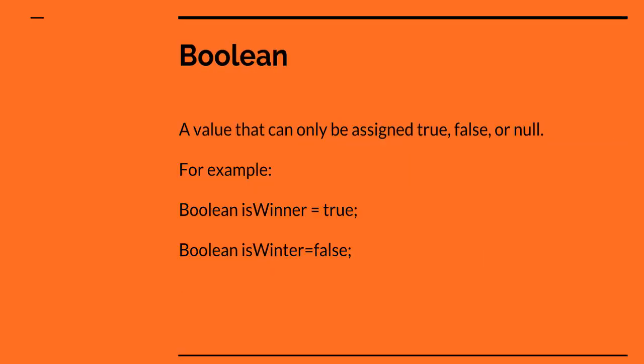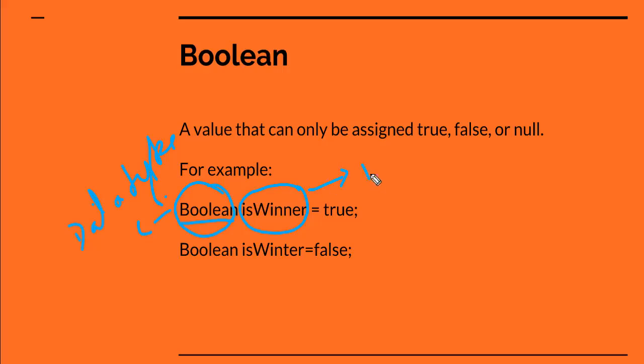Boolean. A Boolean is a value that can only be assigned as true, false, or null. That is called a Boolean. So for example, here, if I ask you which is the data type, which is the name, and what's the value. This is called the data type. This is the type of data because it's telling you that this particular variable can either have a true in it or a false. isWinner is the name of the variable and this is the value for the variable.